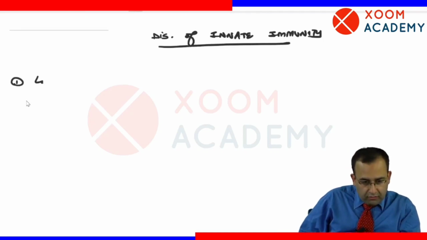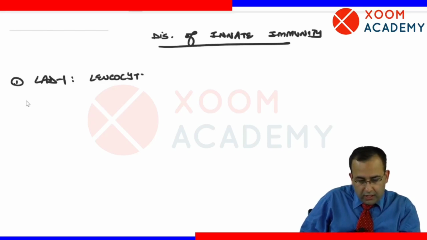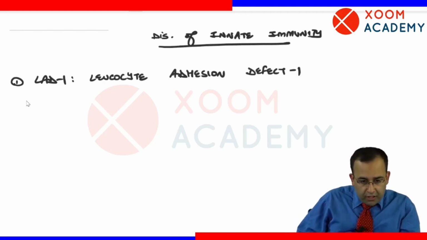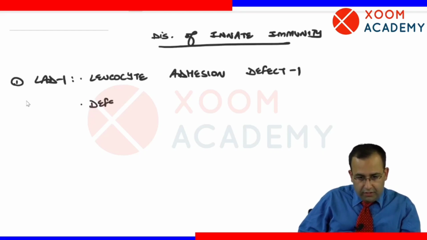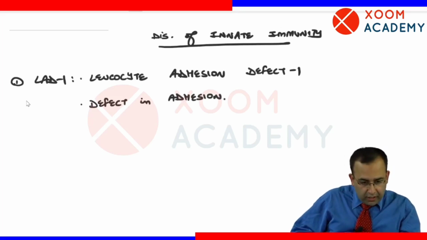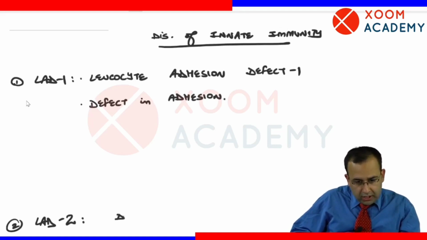The first disease of innate immunity is LAD1, that is leukocyte adhesion defect 1, which is a defect in adhesion. Next point, leave 4-5 lines below this. Next, the next disease of innate immunity is LAD2, leukocyte adhesion defect 2, which is a defect in rolling.